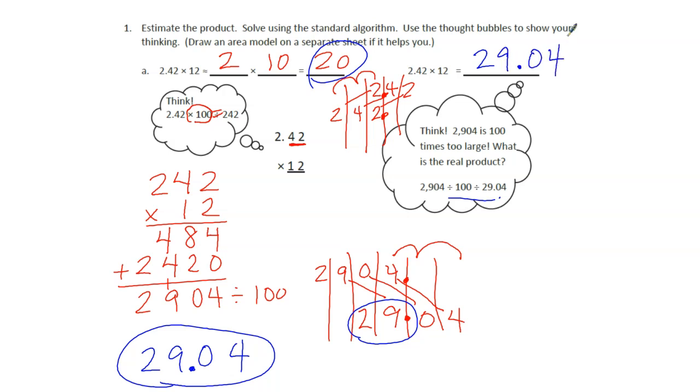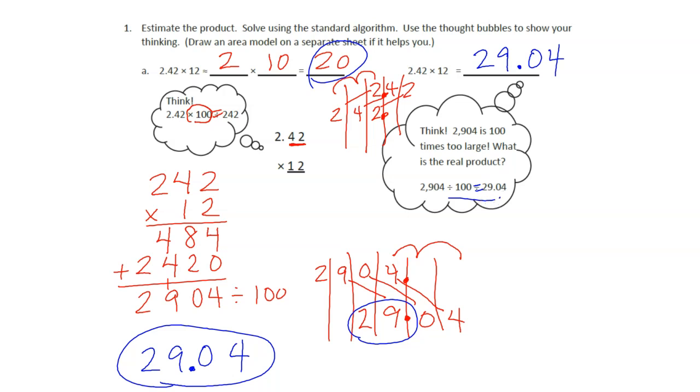It says, think 2,904 is 100 times too large. And what's the real product? And we just have to divide by 100. I don't know why they keep giving us this division sign, that should be an equal sign. We had to divide by 100.